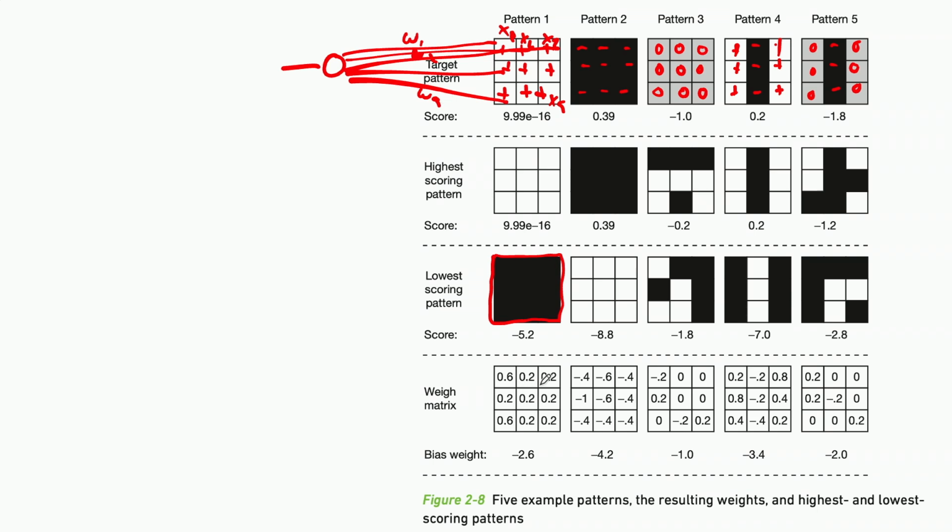And so take a look at these weights. The pattern that you're targeting will have +1 in all of its inputs. So this is 1 times 0.6, 1 times 0.2. You basically just add up all these, and you're going to see what the output is, right?